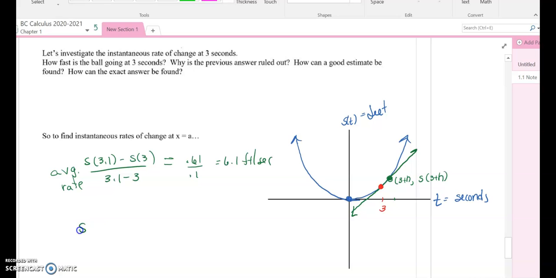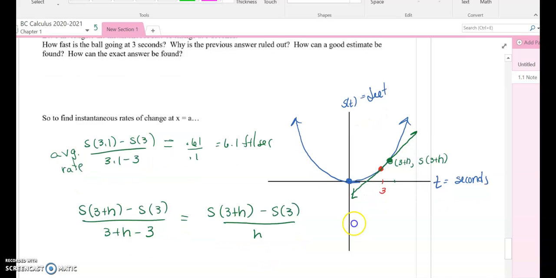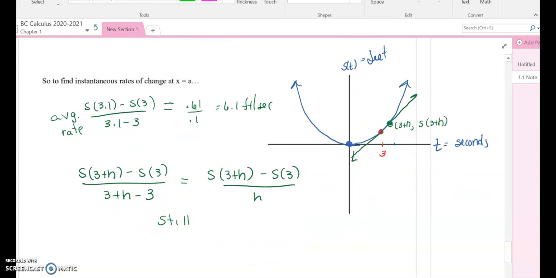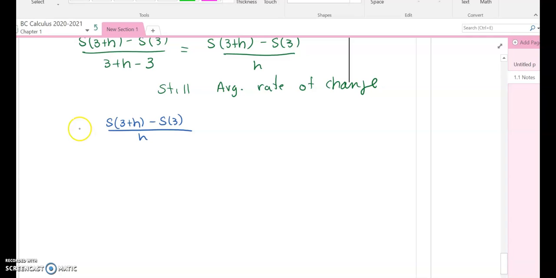So this would still be the average rate of change. This is still average. There's one little thing, one tiny little thing that will make this ratio an instantaneous rate of change. And that, my friends, that's the limit as h approaches 0.